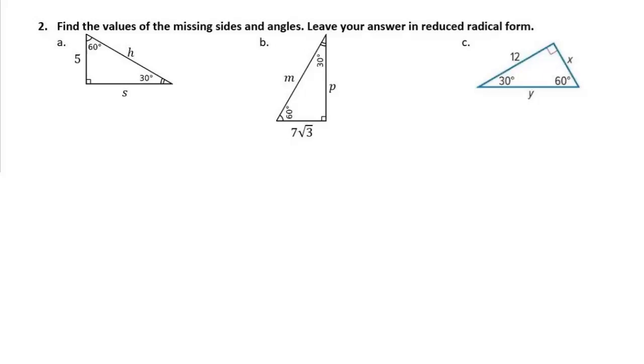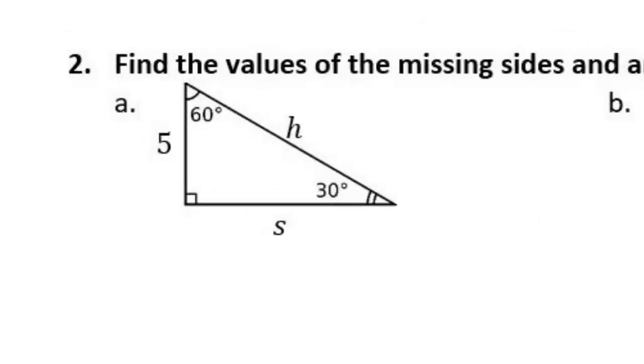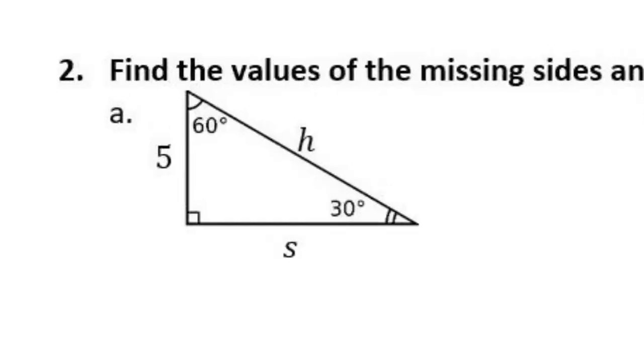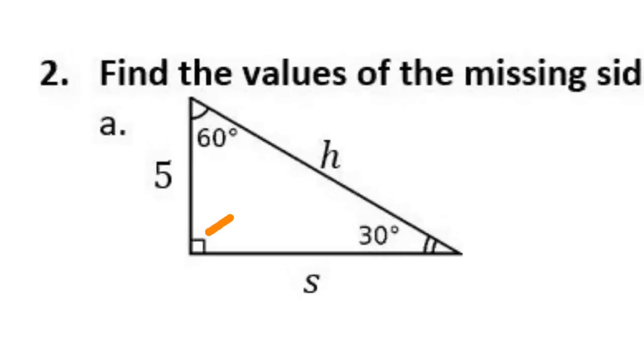All right, so let's look at part A. First thing I'm going to do on my 30, 60, 90 triangles is label my sides. I'm going to label the hypotenuse first, and then I'm going to label the short leg and the long leg. On part A, which piece of this triangle is the hypotenuse? H, opposite that right angle. Here's my hypotenuse.